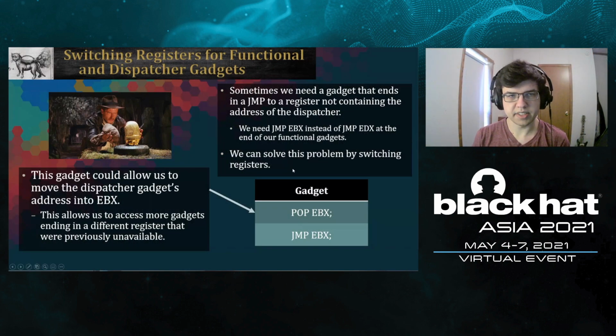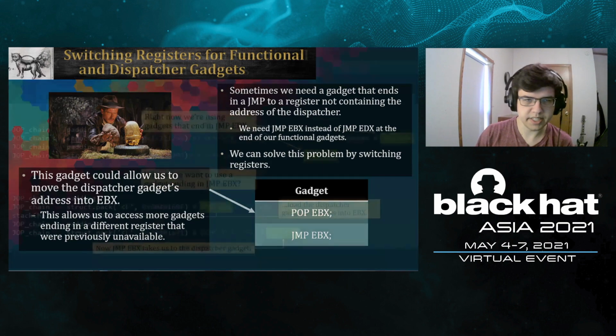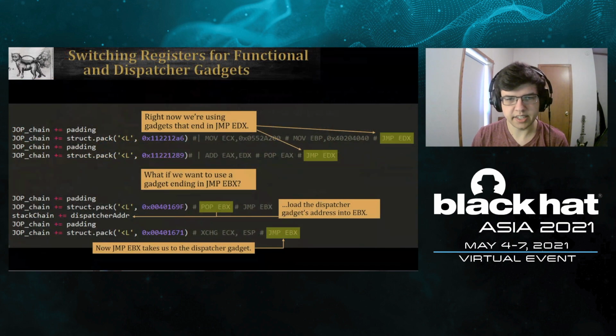So first on our list of topics here, we have switching registers for your functional and dispatcher gadgets. One reason we might want to switch registers for your dispatch gadget is that if we have our gadgets ending in jump EDX, with the EDX storing our dispatcher gadget, but we have another gadget we may want to use that ends in a jump EBX, that EBX gadget is off limits currently because EBX will not bring us back around to our dispatcher gadget. To fix this, we can perform a pop EBX, popping that dispatcher gadget's address into EBX, and now once we perform jump EBX, we will return to our dispatcher gadget.